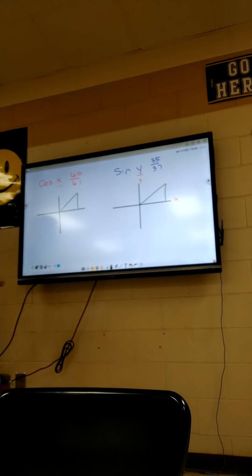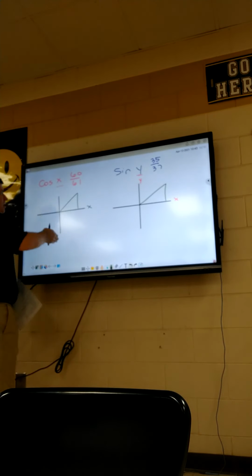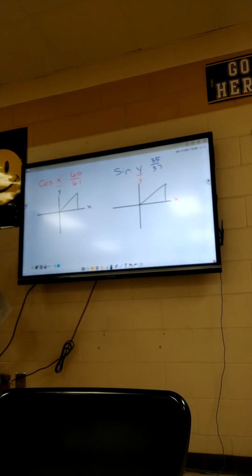All right, I want y'all to do this for me too. A lot of people forget that the X-axis runs left to right. I want y'all to put an X there, and the Y-axis goes up and down. I want y'all to put a Y there.